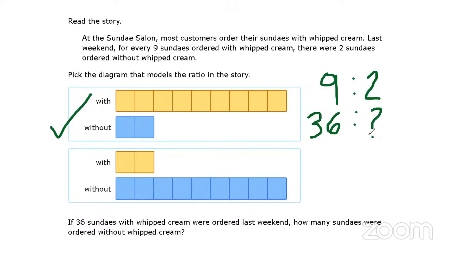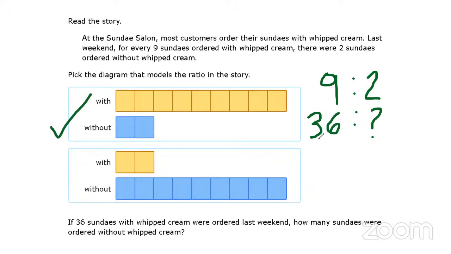All right. So if for every 9 with whipped cream, there are 2 without, it means we need to see how many groups of 9 we can get from 36, correct? We have to see how many equal groups of 9 we can get from 36, because we need to figure out this relationship. And in order to do that, we have to do what? What would we need to do, and what will our answer be? Go ahead, express that to me, because I can see that you all are really working this out.